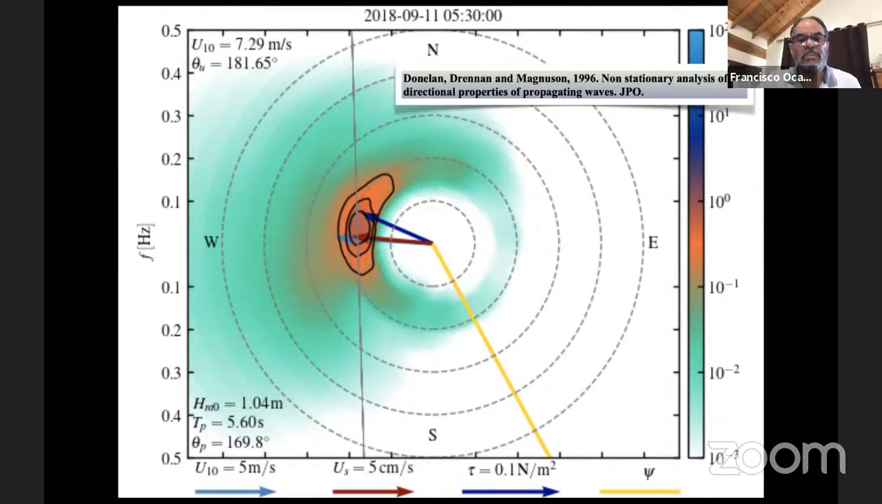The result from this analysis can also provide us with the wind speed, which is the blue arrow, the Stokes drift, which is the red, and the stress, which is the dark blue arrow. So in this case, the waves were traveling towards the west, and the wind and the stress and the Stokes drift was also directed to the west. But this is not always the case.